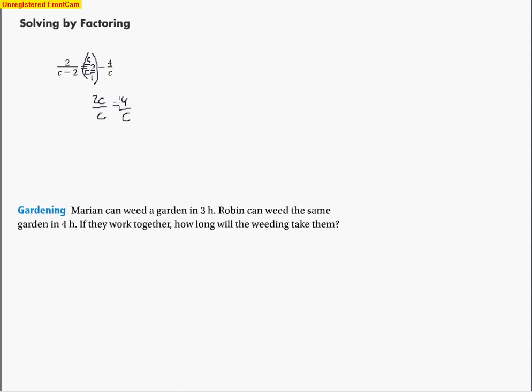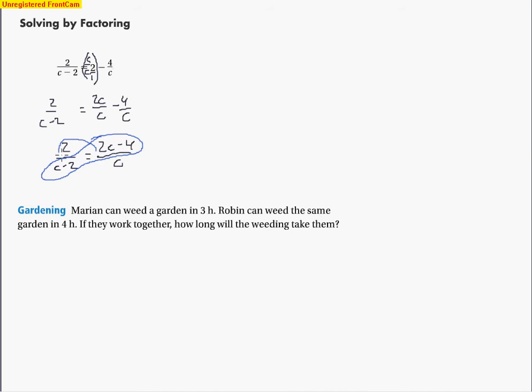Now I can collect those two together. I'll keep this as 2 over c minus 2. When I collect this, it makes 2c minus 4 over c equals 2 over c minus 2. So now I'm ready to go ahead and cross multiply. I'm going to multiply these two terms. Now this is two binomials, so I've got to use FOIL.